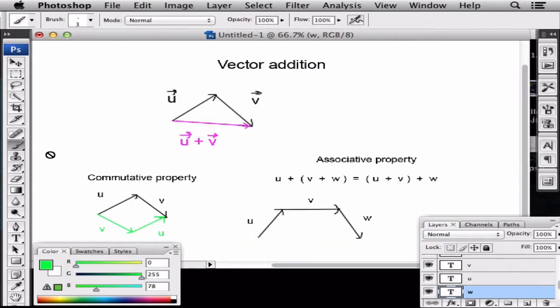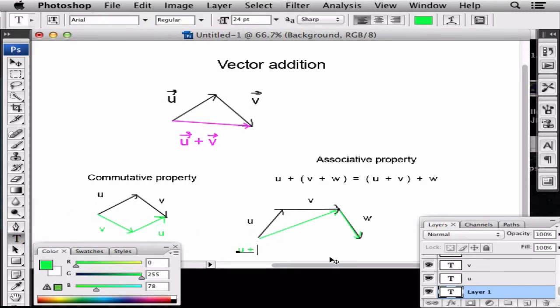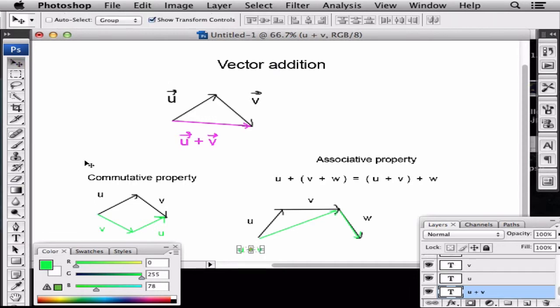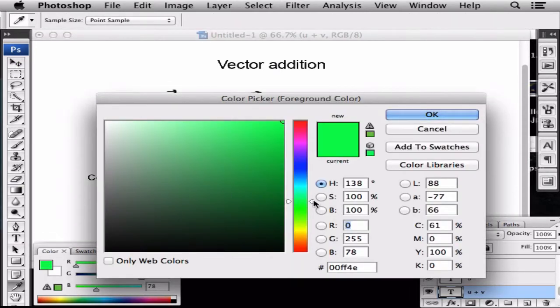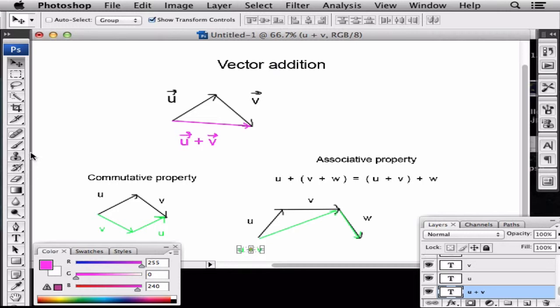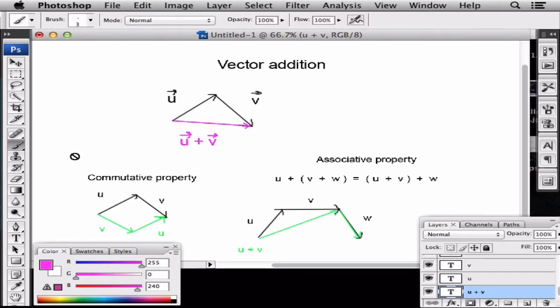Okay, u plus v is of course here. So if we take u plus v and then add w, then we end up here. Pretty obvious. On the other hand, if we try to draw v plus w in a convenient place, of course the place doesn't matter, but it's easy to see like this.